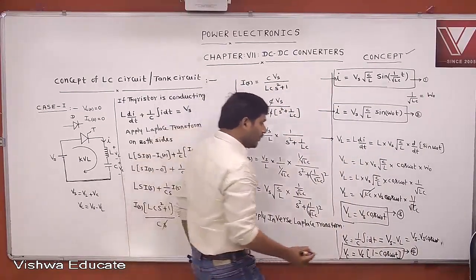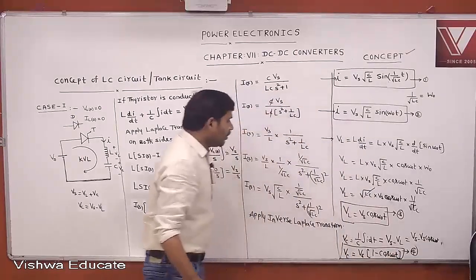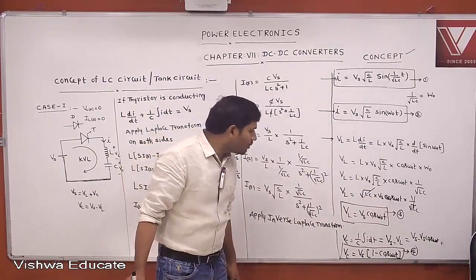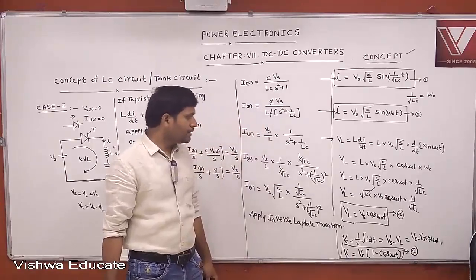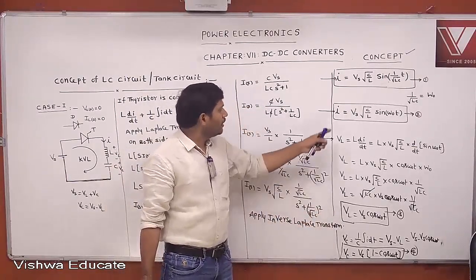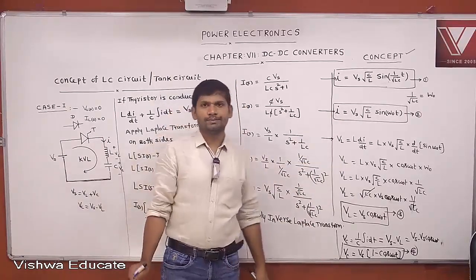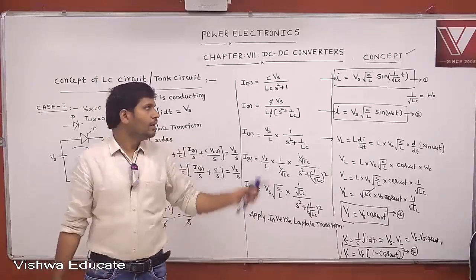The expression for voltage across the capacitor is VC equal to VS into 1 minus cos omega naught t. That is one expression. VL equal to VS into cos omega naught t. I equal to VS into square root of C by L into sin omega naught t. Clear? Note this down quickly.